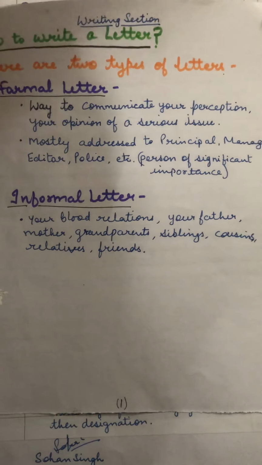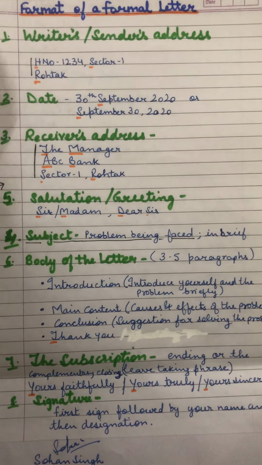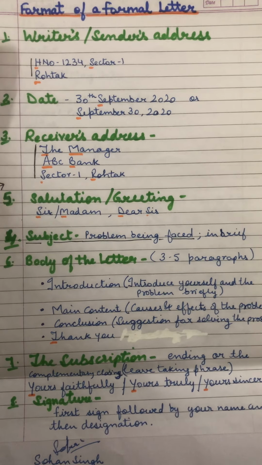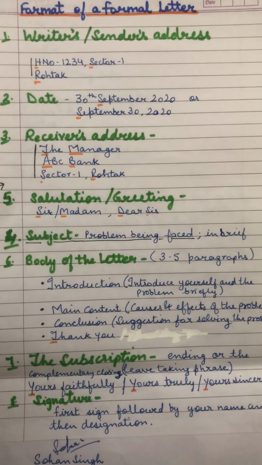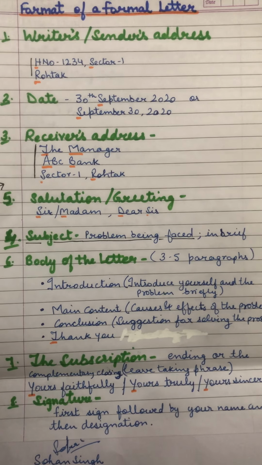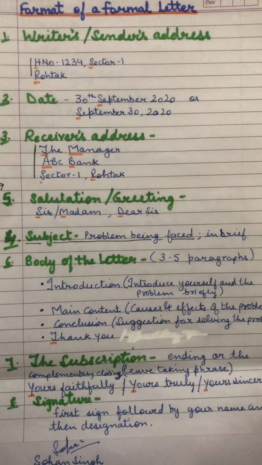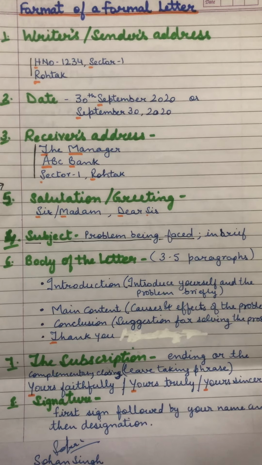So in today's class, we'll do the format of a formal letter. We begin with writing the writer's address, the sender's address. Suppose I am writing a letter, so I'll write my own address here. Then comes the date. There are two styles of writing the date. Either you write the number 30, this is just an example, and then write 30 September 2020, or you write September 30, 2020.